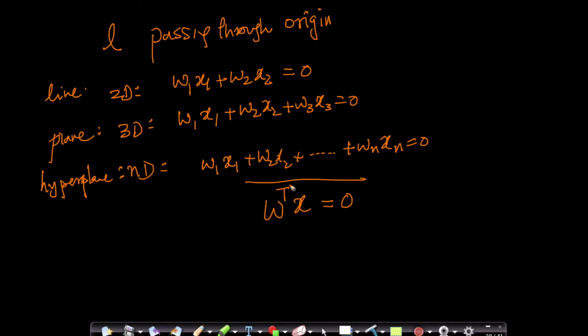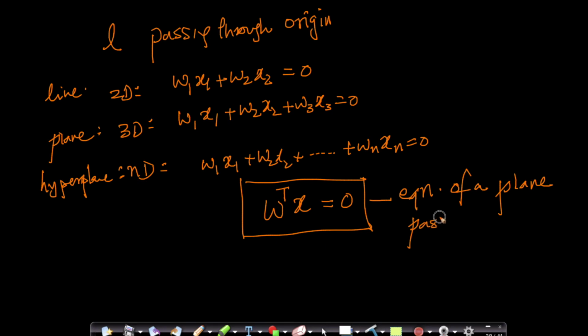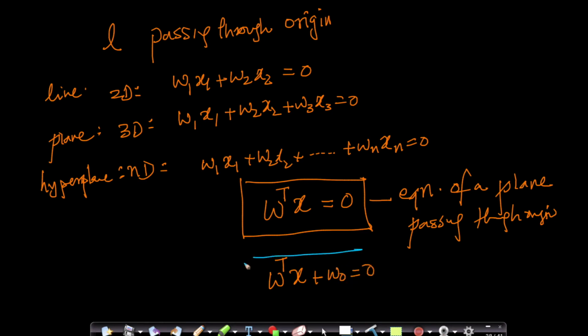This is a very, very concise way of writing the equation of a line, of a plane, sorry. This is an equation of a plane, and of course, this plane is passing through origin. If it's not passing through origin, then the equation of the plane will be W transpose X plus W0 equals to 0. If it's passing through origin, it's nothing but W transpose X equals to 0.